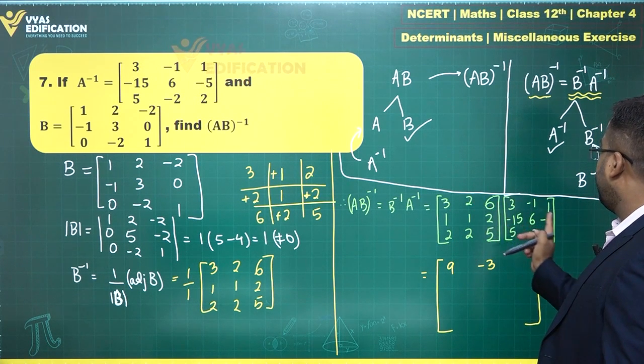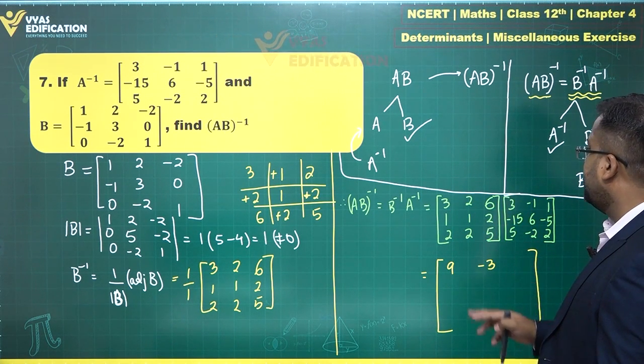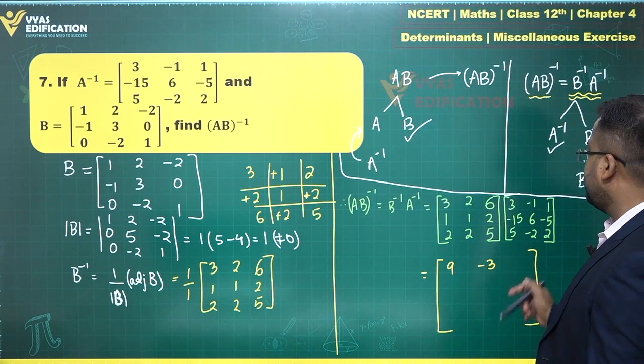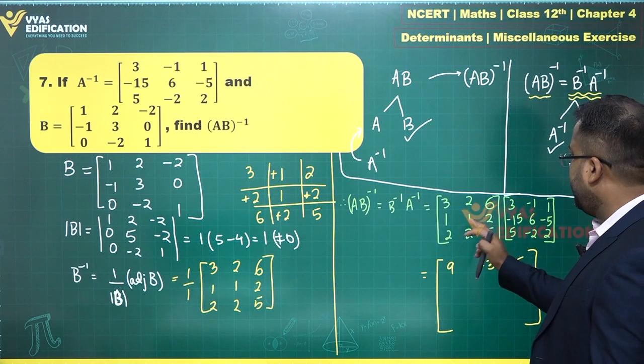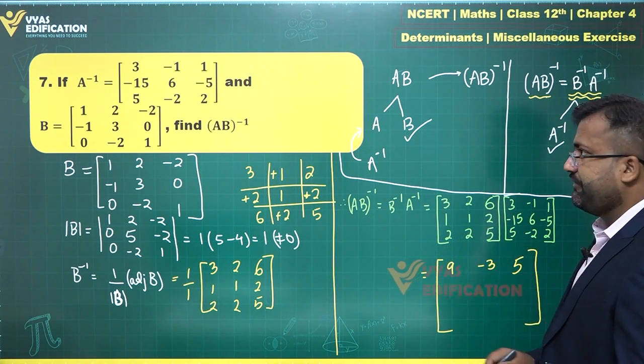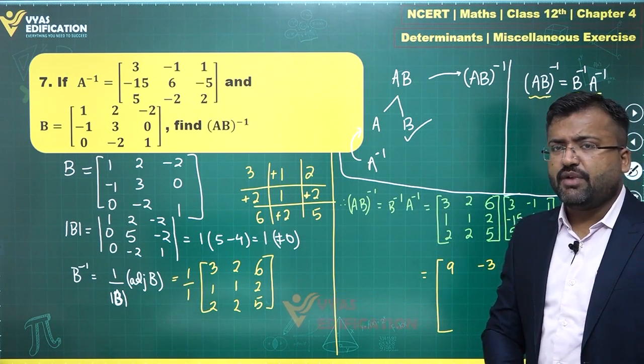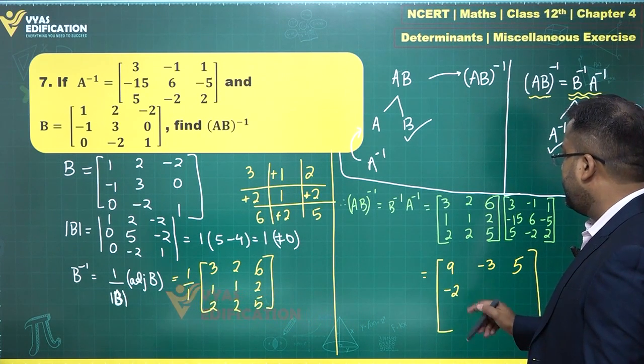Next, 3 minus 10 plus 12, right? 3 minus 10 is minus 7 plus 12. Minus 7 plus 12 is 5. This is what will remain. 3 minus 15 plus 10. 3 minus 15 plus 10 is 13 minus 15, which is minus 2.